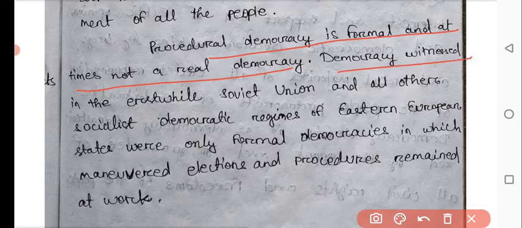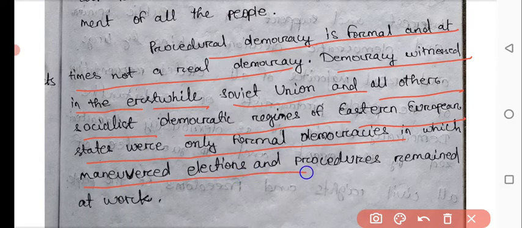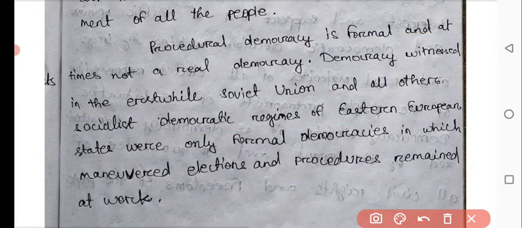Democracy witnessed in the Soviet Union and all the socialist democratic regimes of the Eastern European states were only formal democracies in which manifold elections and procedures remained at work.